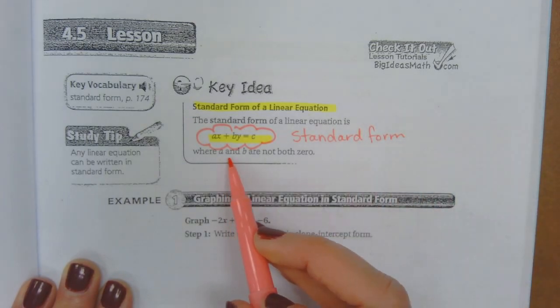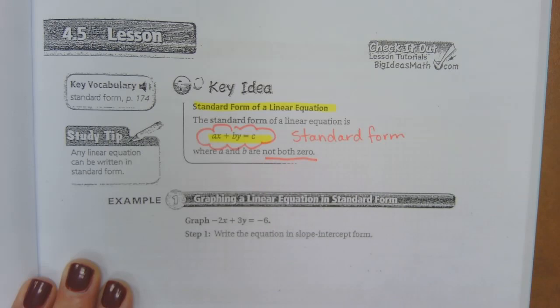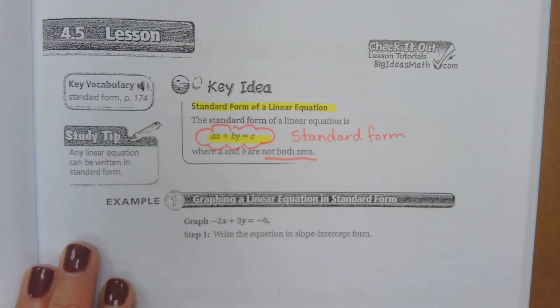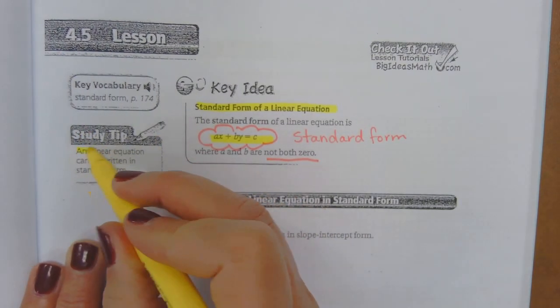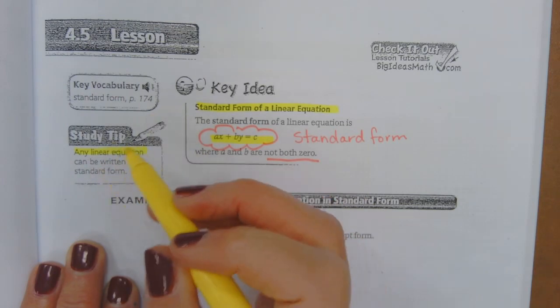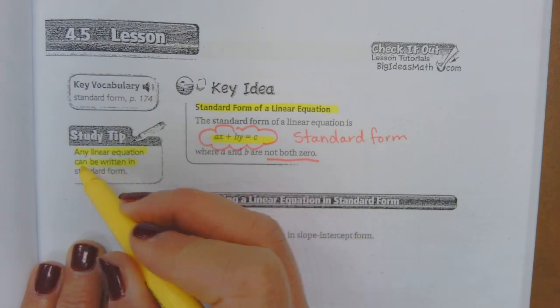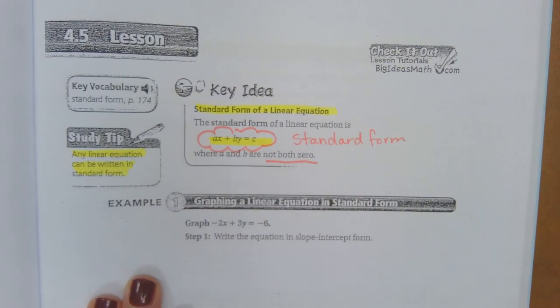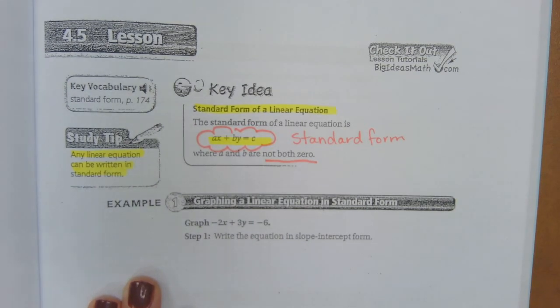Okay, now notice that A and B are not both zeros in order for that to work. Also, a little study tip, any linear equation can be written in standard form. So remember, linear equations, what that means is that when you graph it, it's going to give you a straight line, correct? Okay.